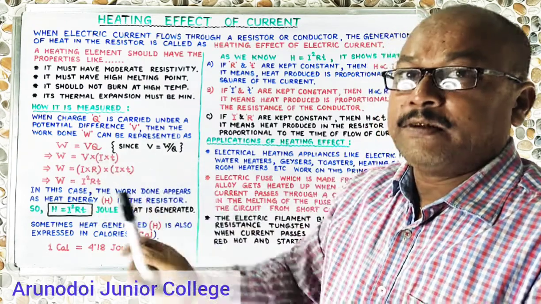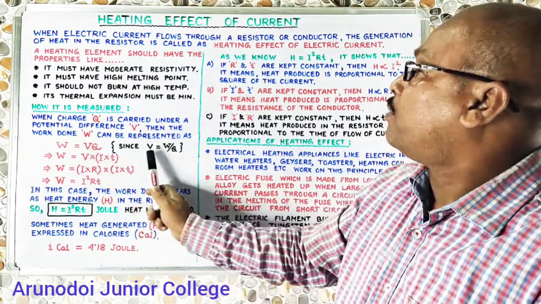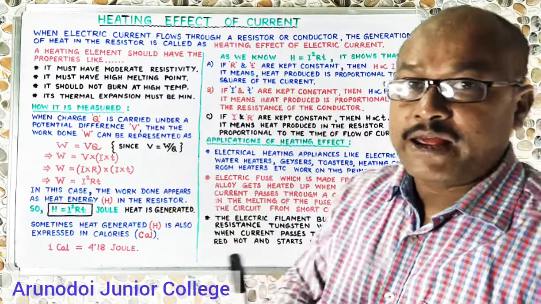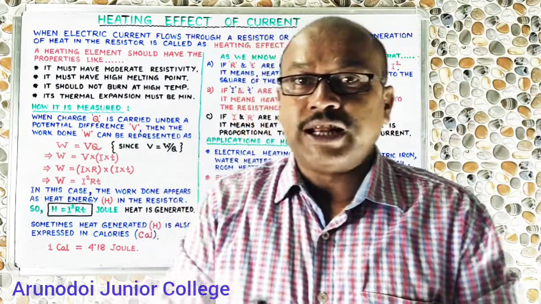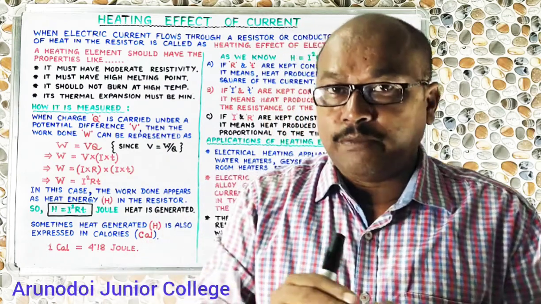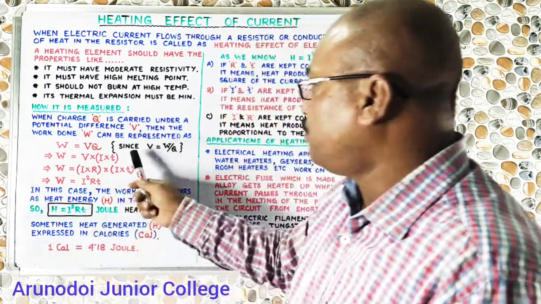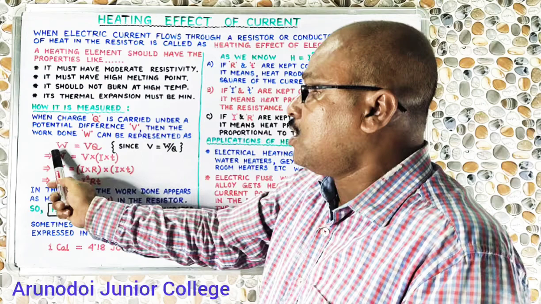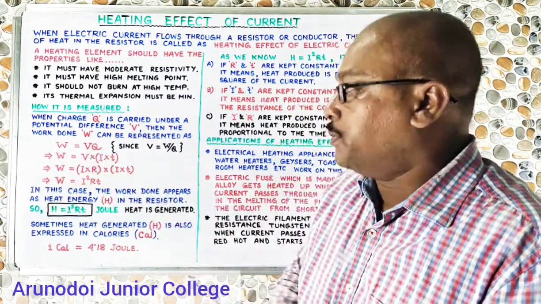How did we get it? We got it from the formula V is equal to W by Q. Means electric potential is equal to work done divided by charge. So from this we are getting the relation W is equal to VQ.